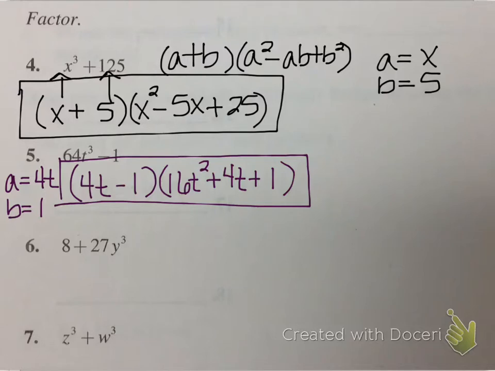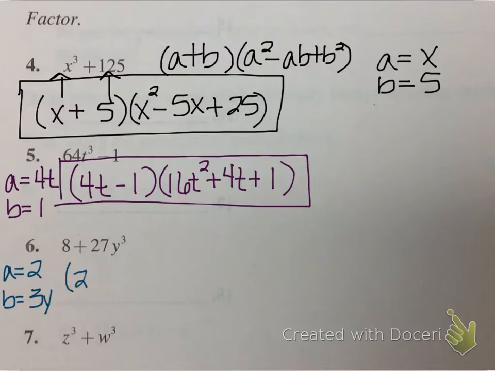So let's look at this one. You can rewrite this if you like. I'll probably just leave it in the same form. What's being cubed in my first term to get 8? Well, that's going to be 2. What's being cubed in my second term? Well, to get 27, that's going to be 3. To get y cubed, that's y. So 2 and 3y are my terms.